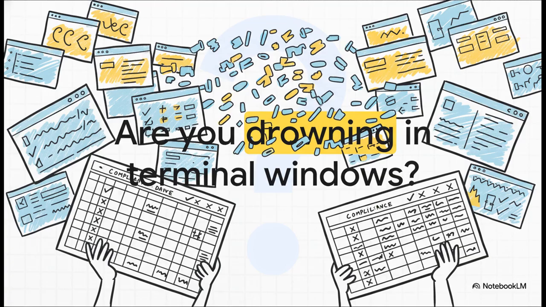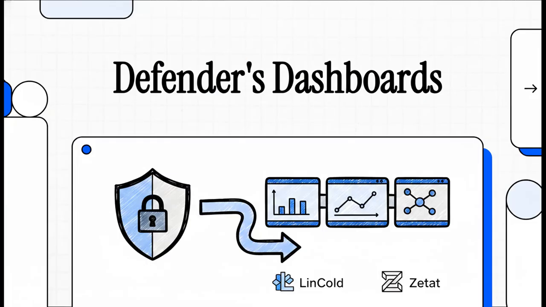I mean, it's pure chaos. But what if we could take all of that chaos and actually give it some structure? Well, today, that's exactly what we're going to do. We're talking about transforming those disjointed, headache-inducing cybersecurity tasks into streamlined visual workflows. We're going to explore two incredibly powerful tools built specifically for defenders, LinCold, and yes, that is pronounced LinCold, and Zetat. Together, these two basically act as your ultimate command center. They bridge that massive gap between tactical, day-to-day system administration and high-level strategic security posture analysis.